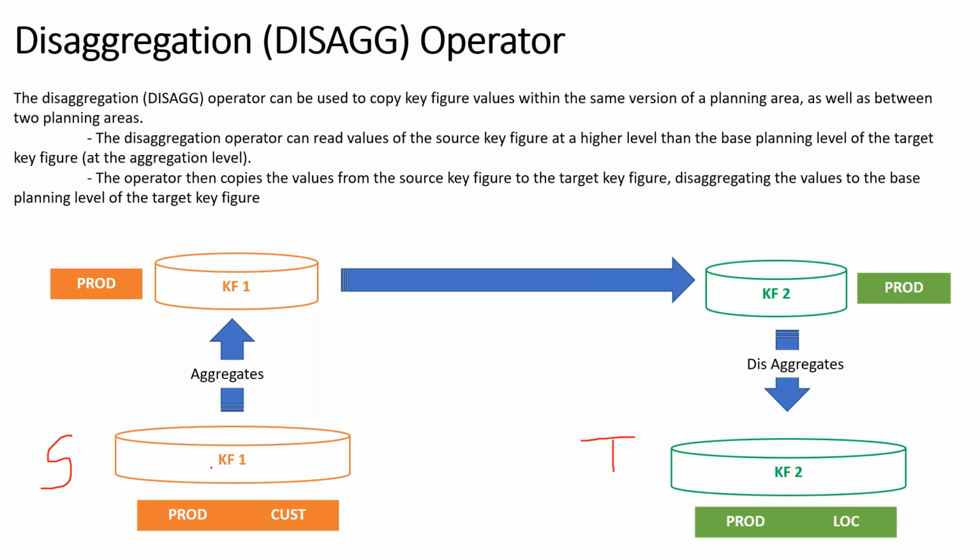If I write a disaggregation operator and specify that I want to copy this, the system first aggregates it to the product level, then transfers these product level values to key figure 2 at the product level, and then further disaggregates to the product location level. Let's go with an example.